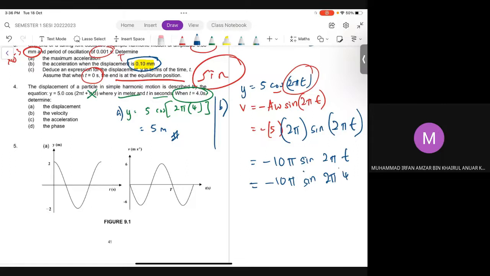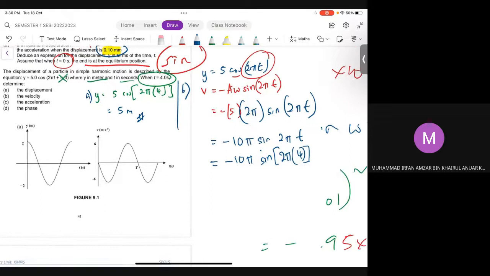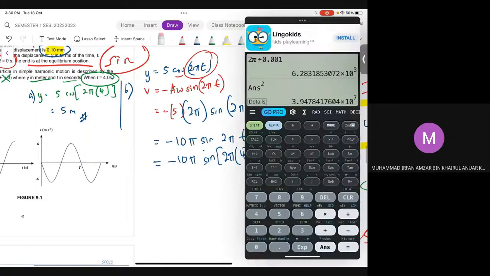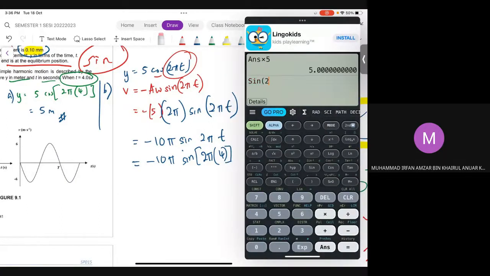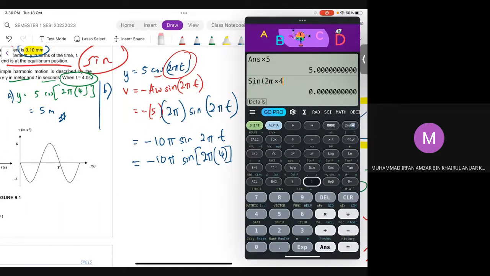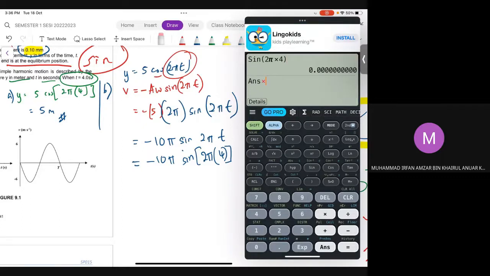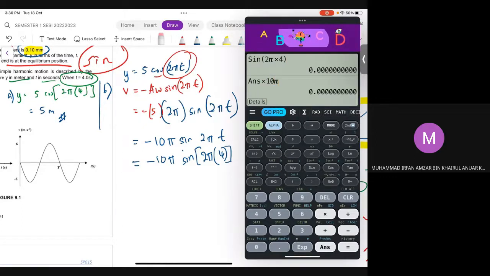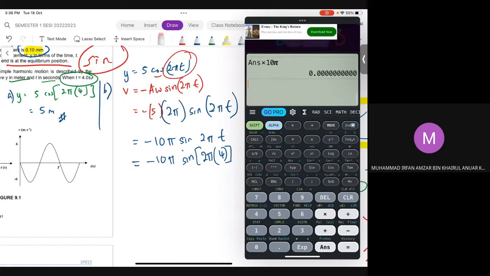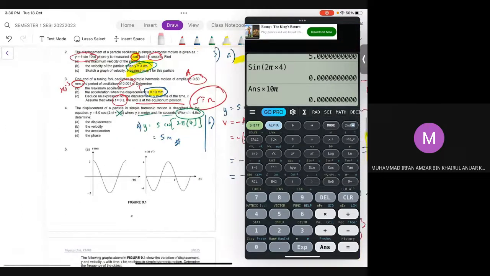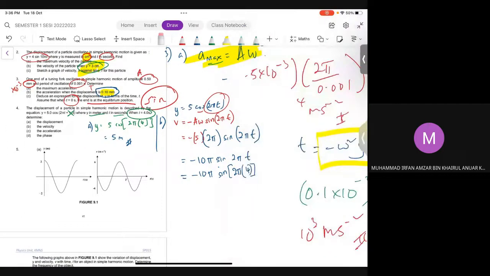T awak berapa ni? 4. Okay, awak kena masukkan nilai sini. Okay, so kita akan dapat sin 2 pi times 4 darab 10 pi. So your answer will become 0. Oh yelah sebab sin tu adalah 0. So you akan dapat 0 lah. Okay, 0. Unit adalah ms negatif 1.